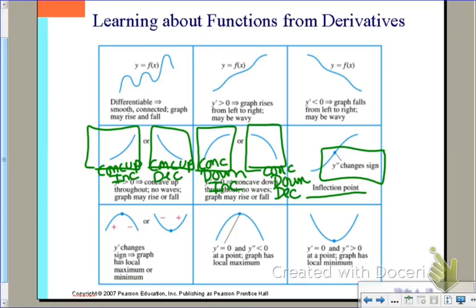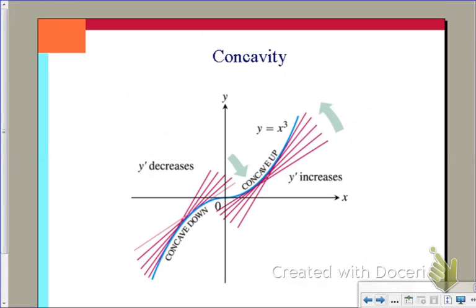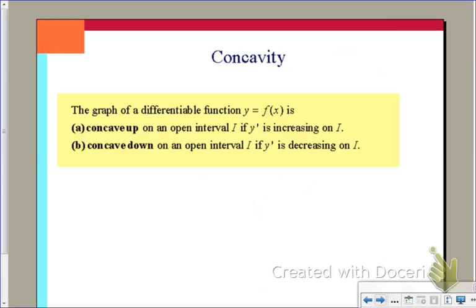So let's take a look at that whole idea for second derivatives. The word is concavity. Concavity describes, again, the general shape of how the graph looks. So here's another picture that shows us concave down, then the graph changes to concave up. Where the graph changes from concave down to concave up, we would have a point of inflection. And we solve it exactly the same way that we solve for first derivative tests.